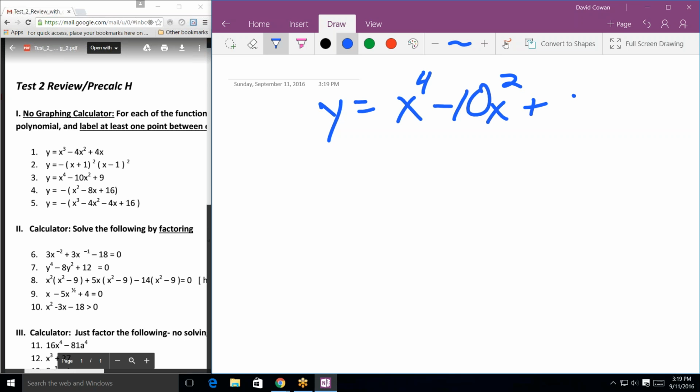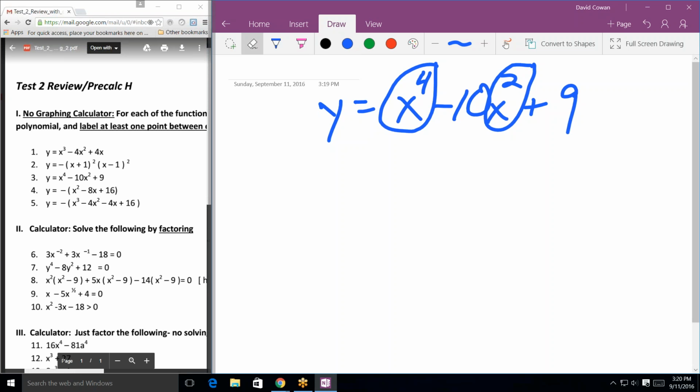Now this looks like a quartic, correct? In actuality, it is a quadratic in disguise. And you want to learn to recognize these. Very important to recognize these. Why do I say it's a quadratic in disguise? Because this term is the square of this term. And that's what makes a quadratic. Even though we're looking at a quartic, we can think of it as a quadratic.